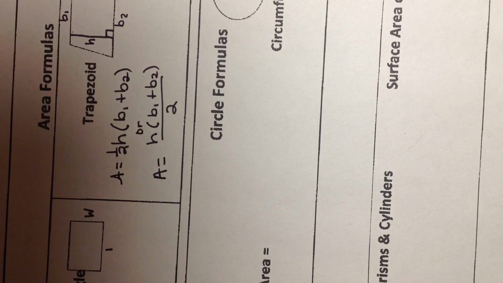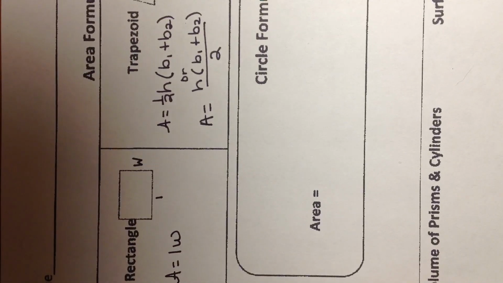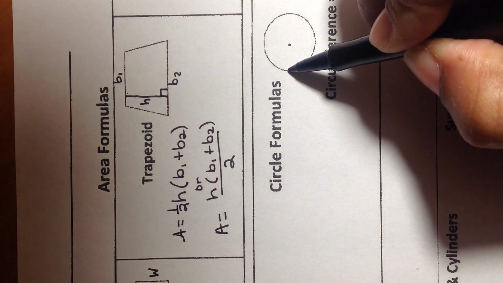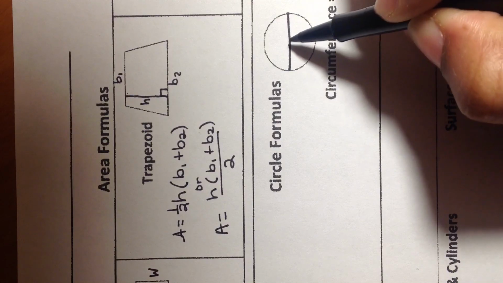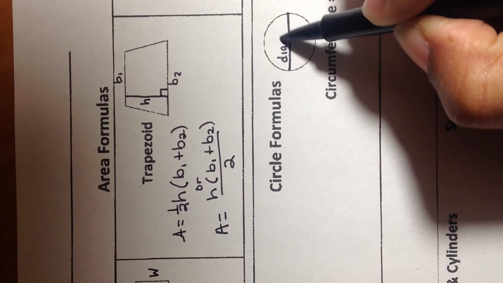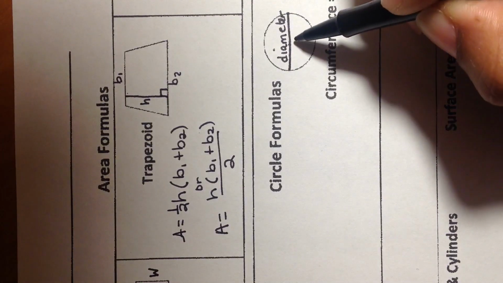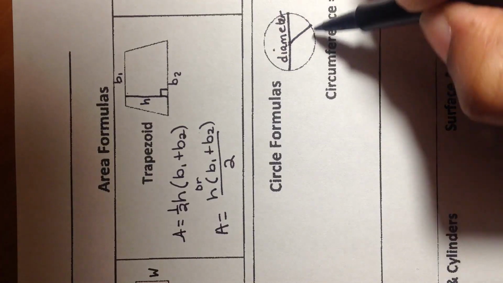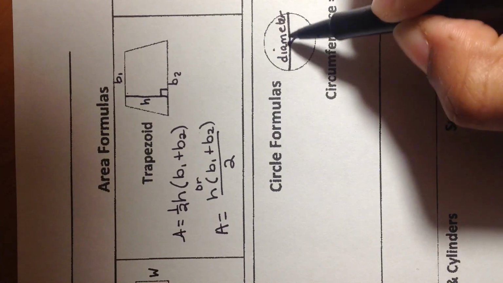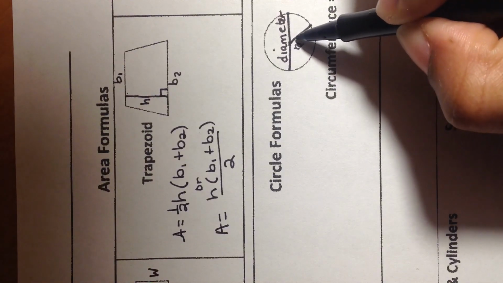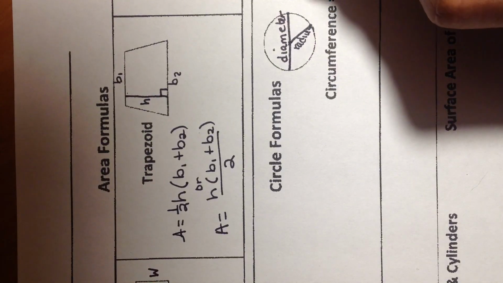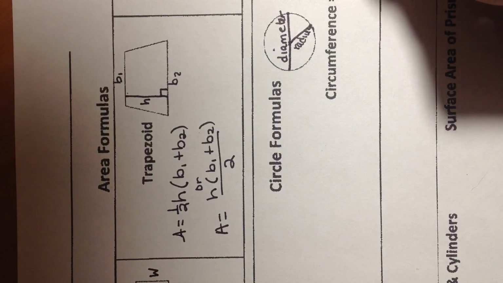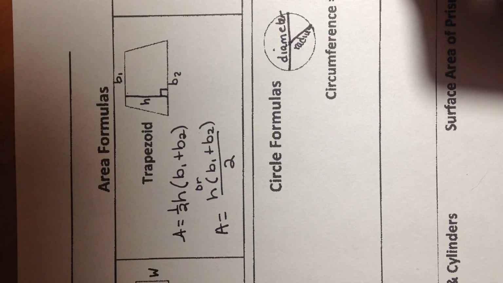In this unit, we also talked about the circle, and we talked about the different parts of the circle. We know this is the center of my circle, and I have a line that goes from one edge to the other edge through the center. This is my diameter. If I have a line or ray going from my center to the edge of my circle, this would be my radius. The radius is 1/2 of the diameter, or you can also say that the diameter is 2 times the radius.